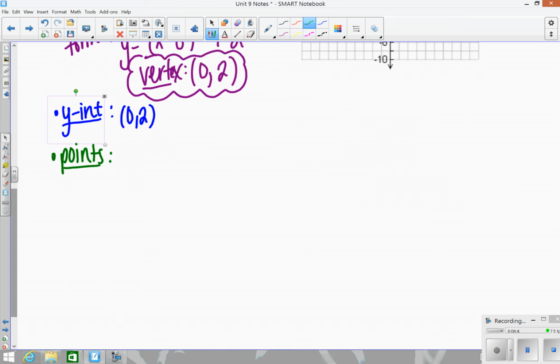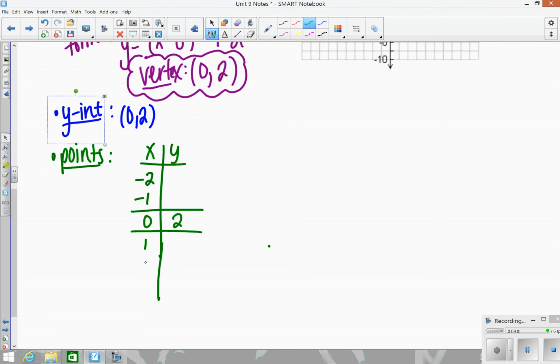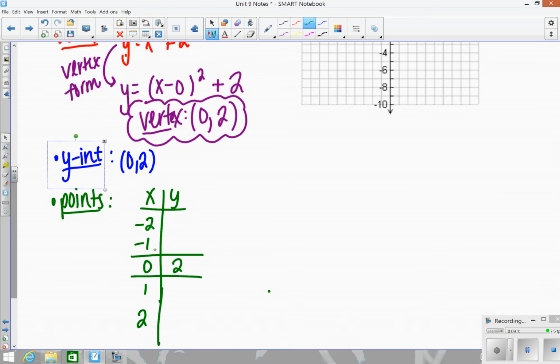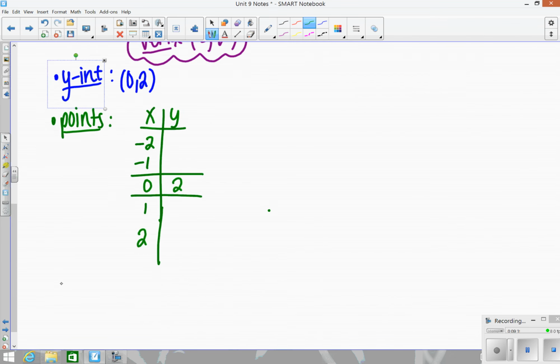And basically, since I have my vertex, I'm going to set up this table. Since my vertex is at (0, 2), that means all these other points are going to occur symmetric around this point. So I want to look at some x values: -1, -2, let's say 1 and 2, so that this vertex is still in the middle, because we want symmetry to occur. So I'm going to figure out what the point is when x equals -1, so we want to find y.